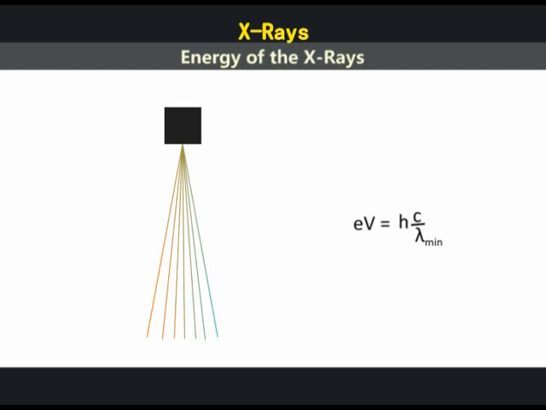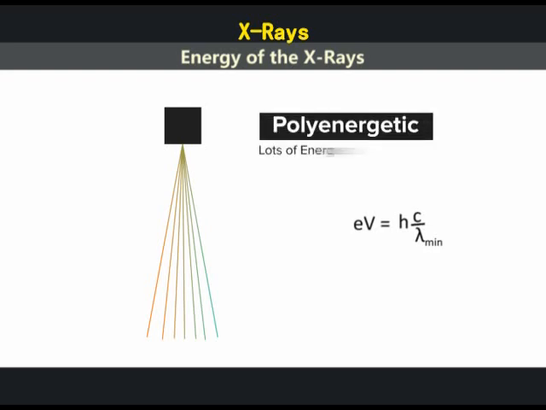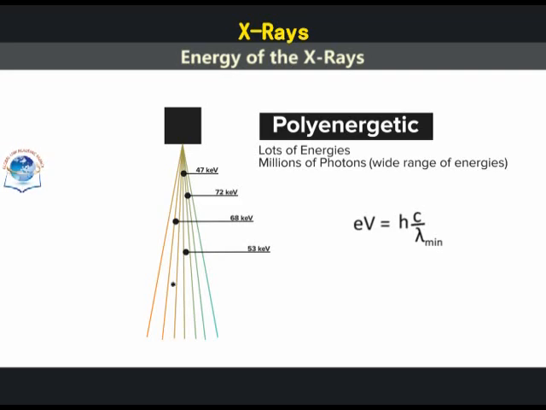So the X-ray beam is what we call polyenergetic. And that means there's lots of energies corresponding to the different photons with different wavelengths. The most energetic X-rays have the shortest wavelength, given as eV equal to hc over lambda minimum.